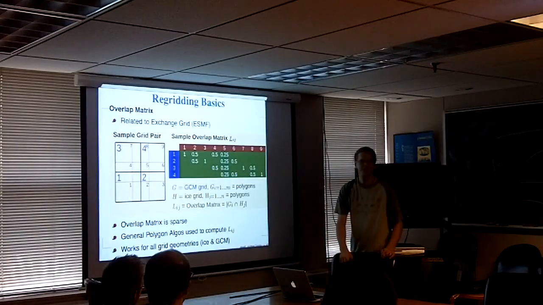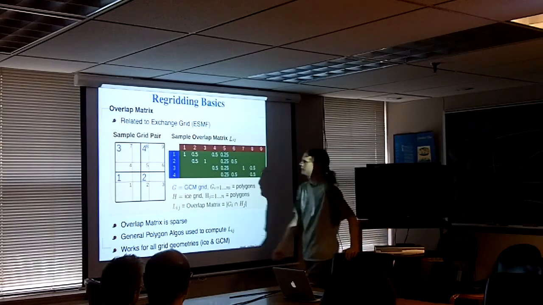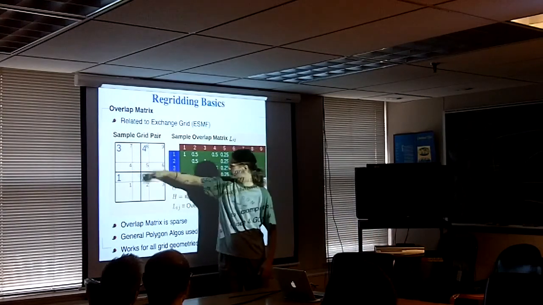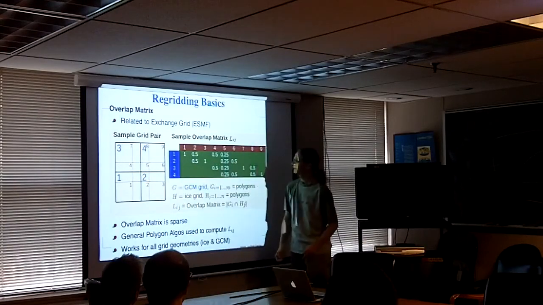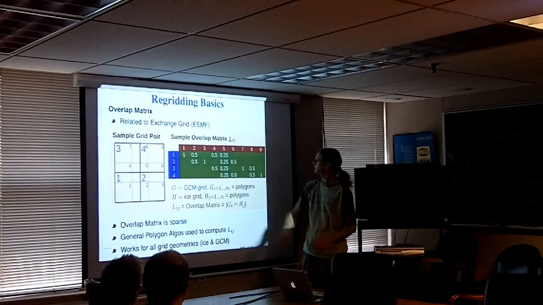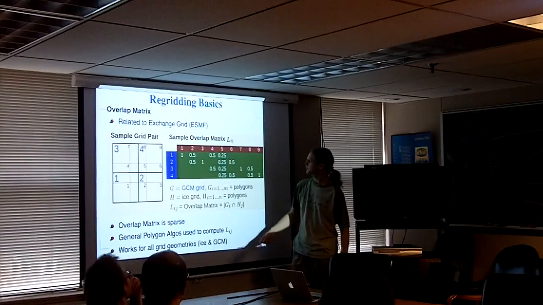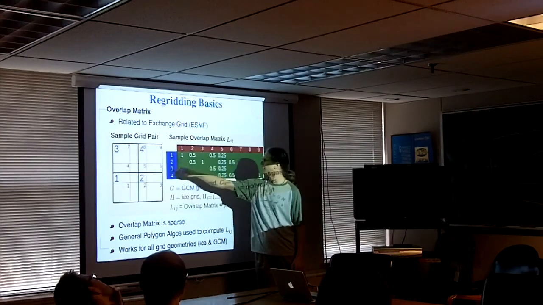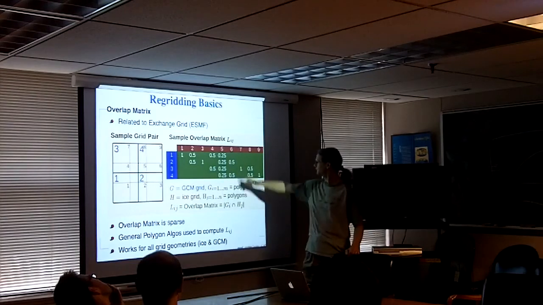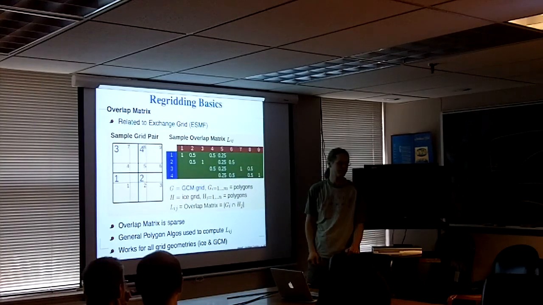Suppose we have two grids. Say here's this blue grid, and that's like the GCM grid, and we have this red grid, and that's like the ice grid. And I'm going to make an overlap matrix, which is defined as Lij is the area of overlap between blue grid cell I and red grid cell J. And if there's nothing there, that means 0. You see we get this kind of sparse matrix.